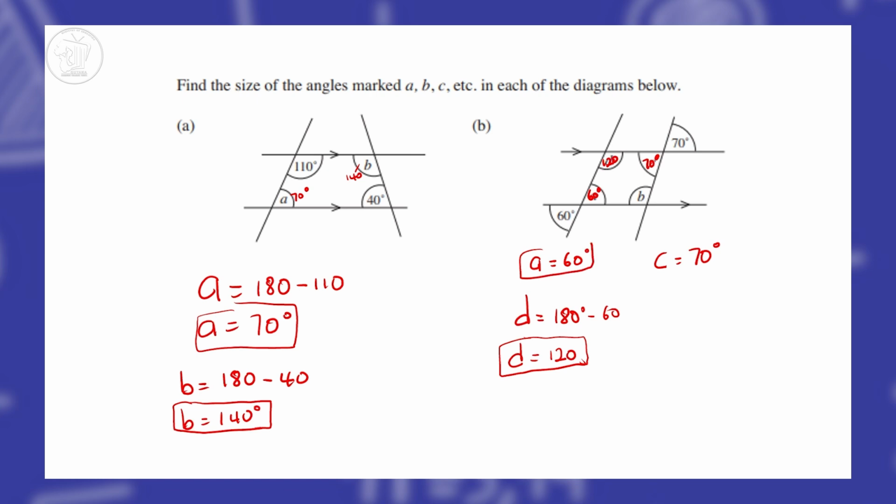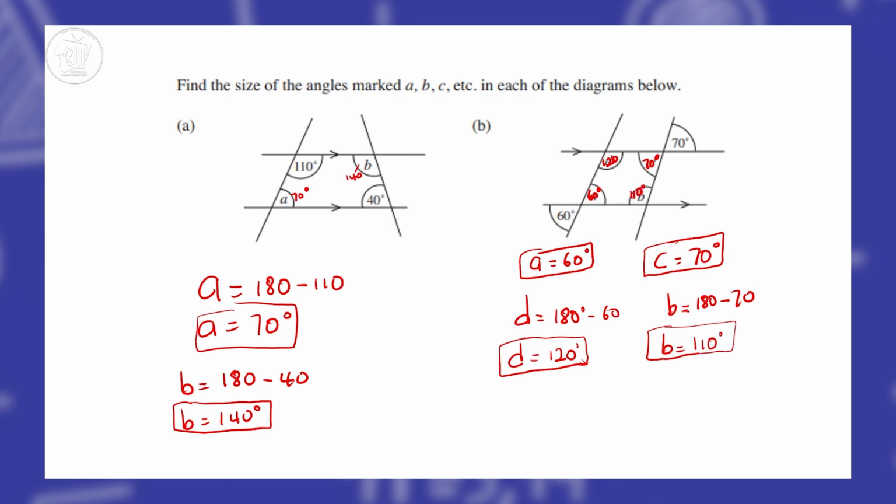We have A being 60, C being 70. The next thing we want to do is find B. We have another C being formed here as well. So angle B and 70 are supplementary. That means if we add up B and 70, we should get 180. So 180 subtract 70 gives us angle B, which is 110 degrees.